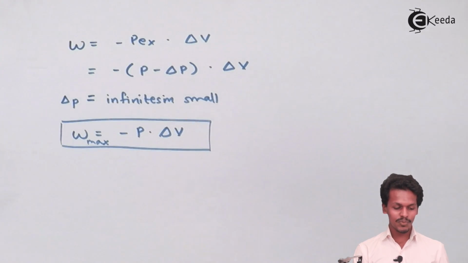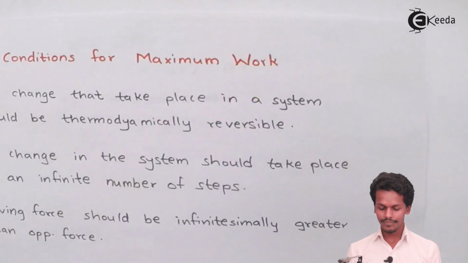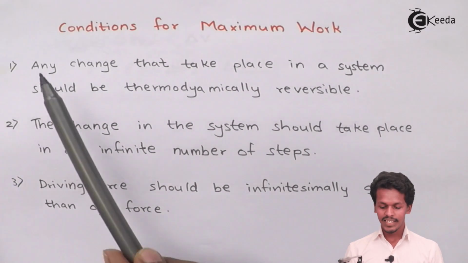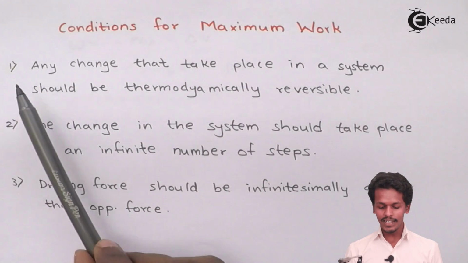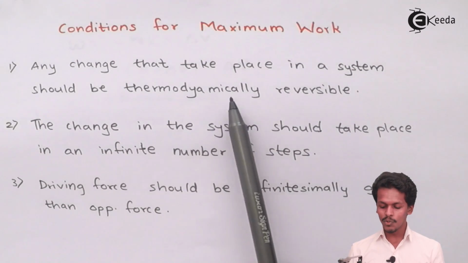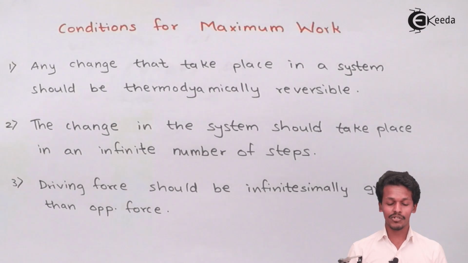So now let us move on to the next one: what conditions we should maintain so as to perform a maximum work. So basically, this is nothing but the condition of maximum work. It says that any change that takes place in a system should be thermodynamically reversible. This kind of thermodynamically reversible topic we did in our earlier lectures also.